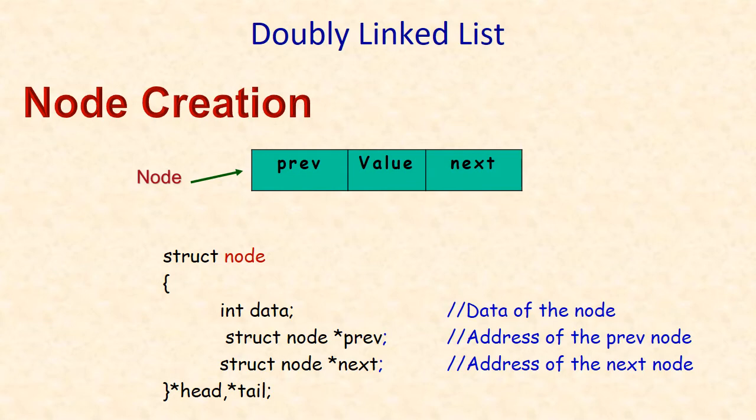And it will also have two declared pointers called head and tail. In the double linked list, we refer to the first node as head, and the last node as tail. Those two will be pointed to by the pointers head and tail respectively.